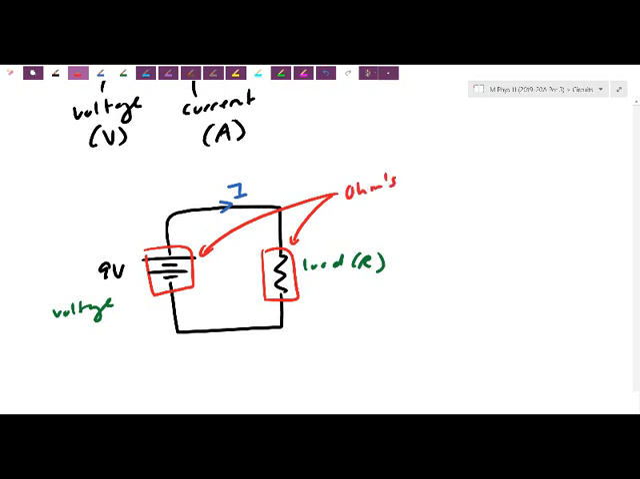Ohm's law applies to each component separately. So sure, you might have to use this easy equation V is IR many times, but you need to do it for each resistor that you actually have.